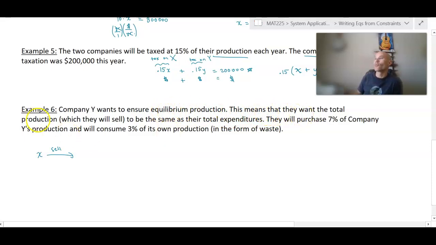They want their total production to be the same as their total expenditures. So okay, and I'm going to write this. I'm going to say production equals expenditures. Okay, that's key here. In this situation, this sentence tells me what it means to ensure equilibrium pricing. I want the production in dollars to equal the expenditures in dollars. Okay, so we get dollars equals dollars.